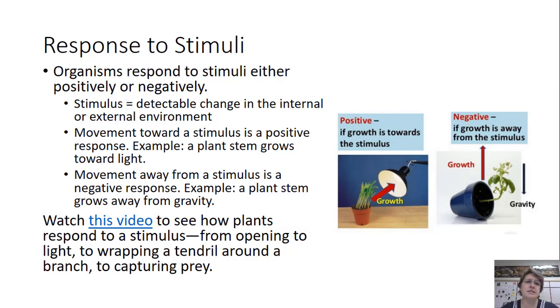All right, so organisms will respond to their external environment or to stimuli. They can respond to that stimulus either positively or negatively. That stimulus is going to be some type of change in the internal or external environment. And then there will be a movement towards the stimulus if it's positive, like a plant growing towards light, or movement away from the stimulus if it's negative, like growing down because of gravity. And then there is this video. Let's watch this video to see how plants respond to a stimulus.